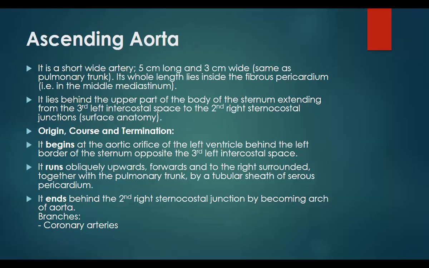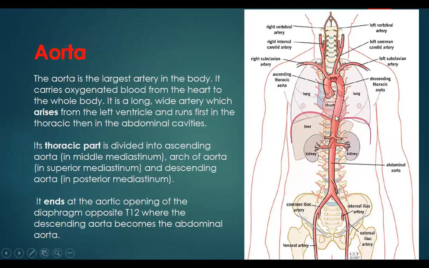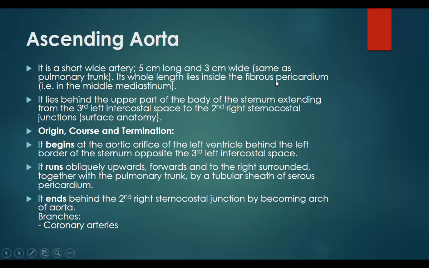Now coming to the ascending aorta. The first part of the aorta from the beginning of the left ventricle will be this part. This is called the ascending thoracic aorta. So ascending aorta or the ascending thoracic aorta, because the ascending aorta is only present in the thoracic region. So it can be more clear.